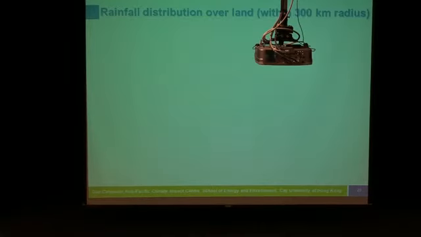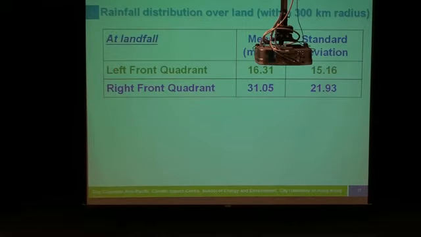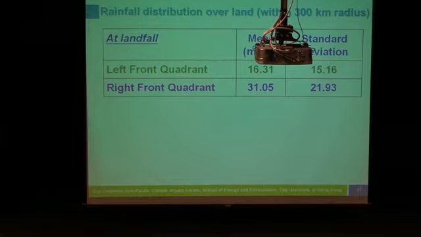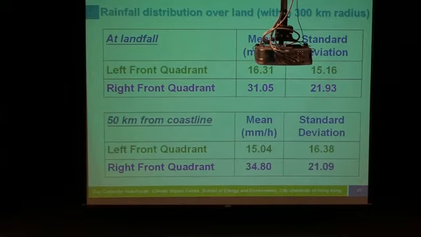What we found is actually that the rainfall is more to the right-hand side rather than to the left-hand side. Whether it is right at landfall or 50 kilometers from the coastline, you see that on the left front quadrant, generally the amount of rainfall is less than that to the right front. So in addition to the vertical wind shear, you also need to look at the topography of the land before it makes landfall.